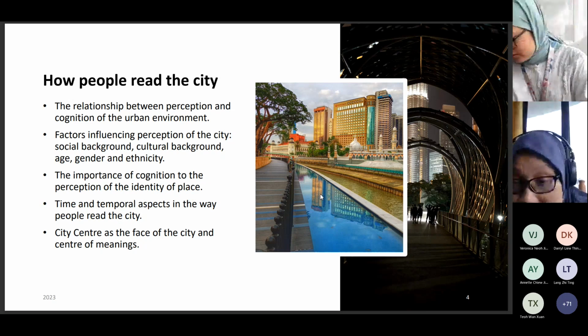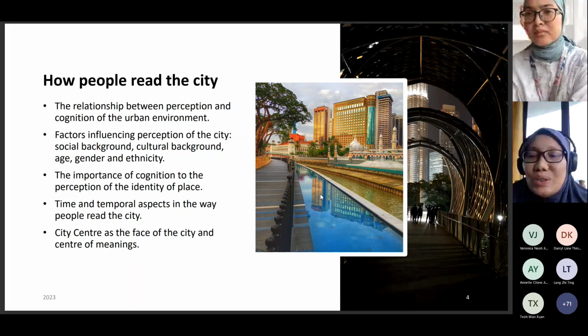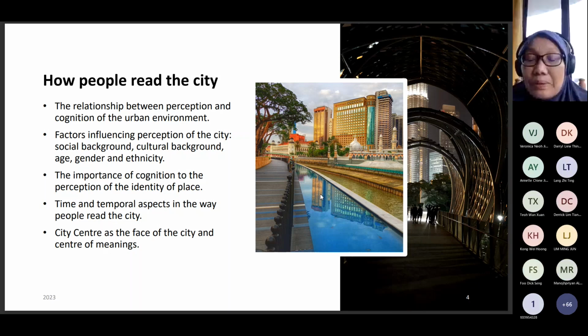Sometimes the designer doesn't even stay in the place that you are designing. So you are imposing your values on the people through your design. By understanding this relationship, it gives the designer an upper hand in terms of how to design places that people can actually read clearly. When you talk about perception, it's about direct stimulation between the qualities or attributes of the environment and your brain.